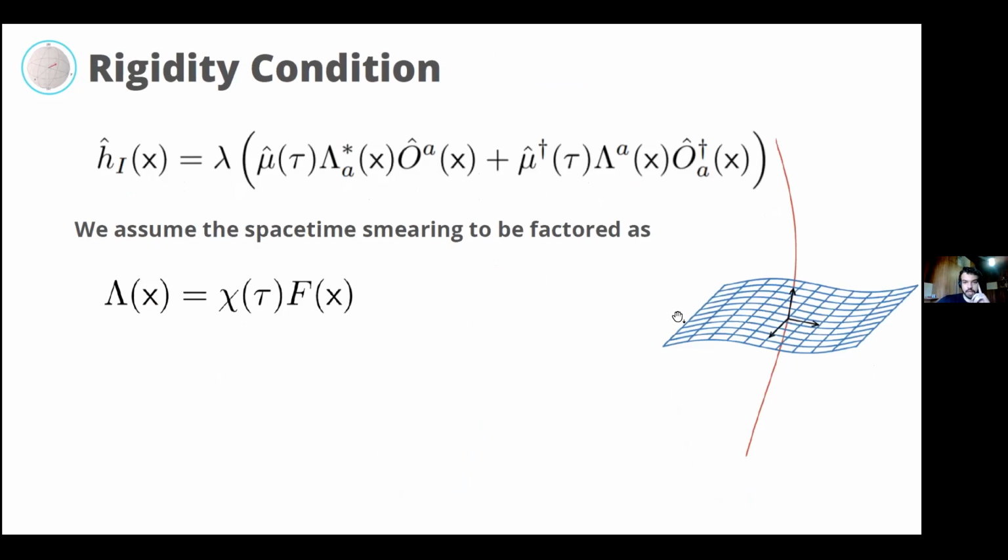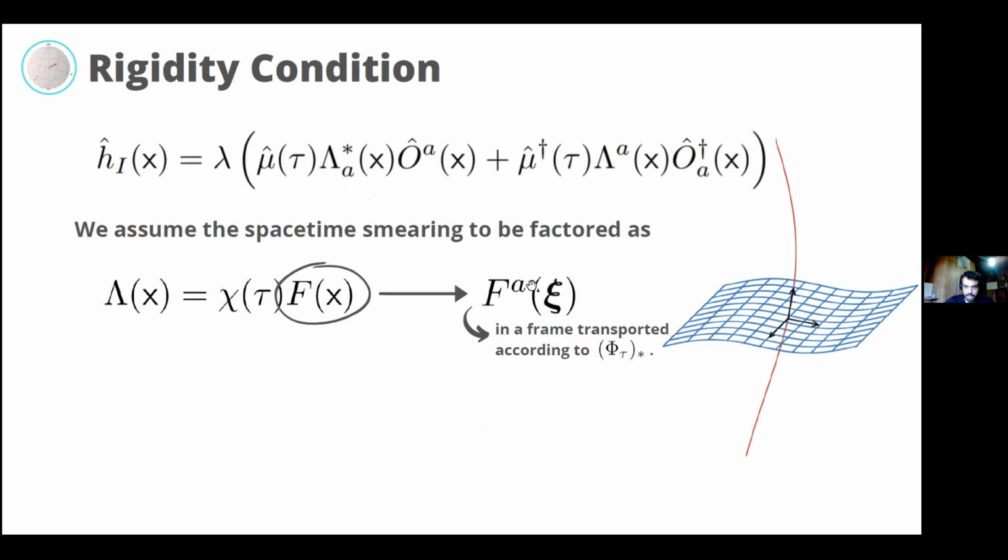So I'll also be using a rigidity condition on this detector that is a condition over the spacetime smearing tensor field. I'm going to assume that it can be written as chi of tau times f of x. So tau is the proper time along the trajectory. And this equation by itself says absolutely nothing, right? Unless I specify some conditions over f. And I will specify the following condition over f.